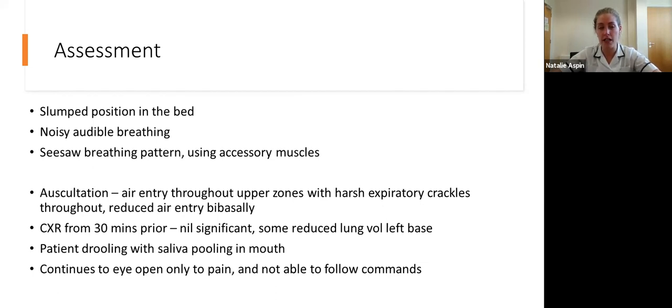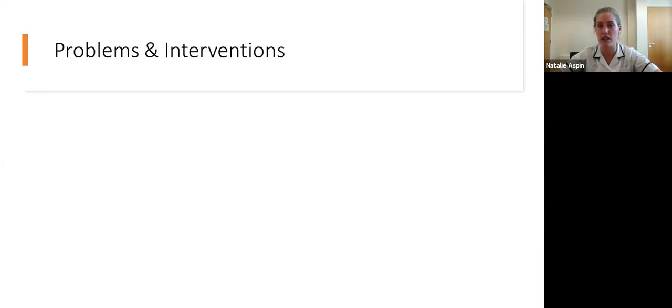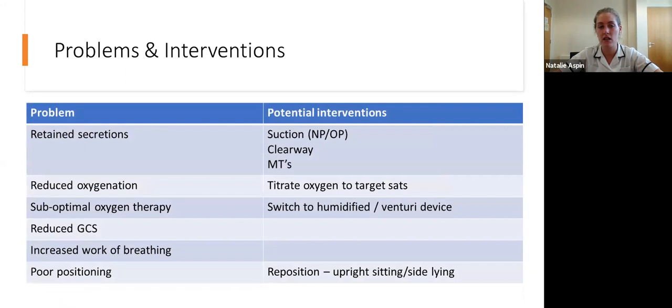Already I'm starting to think about the fact that this gentleman is for full escalation, and about who needs to get involved at this stage, if they're not already. So just to summarise and get what the main problems are for this patient clear in my mind, a little bit of a problem list.